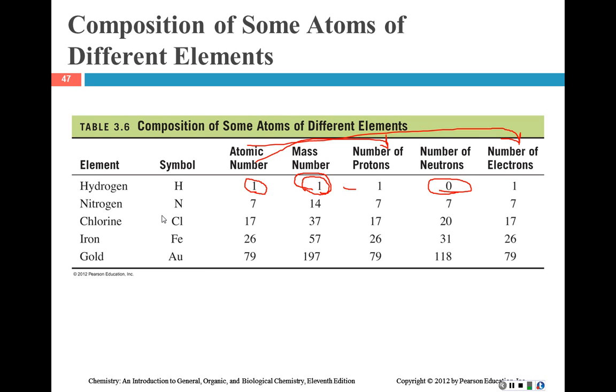Let's look at chlorine. Chlorine atomic number is 17. Its mass is 37. Okay, so how many neutrons does it have? 37 minus 17 equals 20. Gold, atomic number 79, has a mass of 197. The protons is 79, so the mass minus the protons, 79, equals 118 neutrons. See how that works?